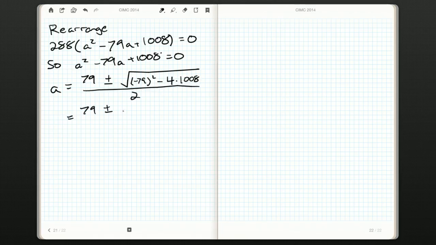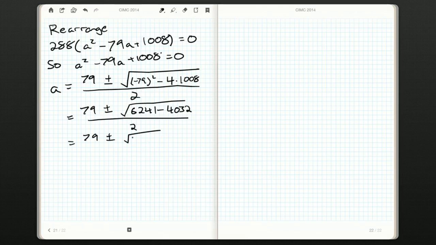All right, 79 plus or minus, so what's 79 squared? That's 6241 minus 4032, all over 2. So square root of 2209, I believe that's 47 squared. I think so. Once you get into the thousands, it's hard to keep track of all of them. But it ends in a 9, so it's got to be a square of something with a 7 or a 3. So we hit square root on our calculator. Yep, it was definitely 47.